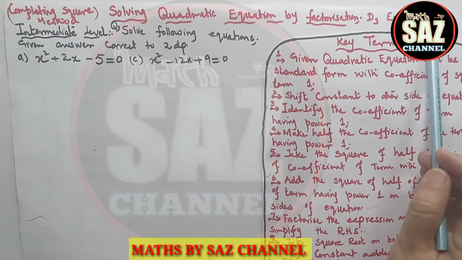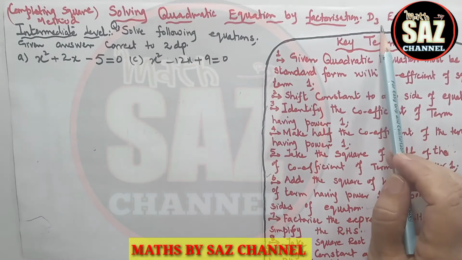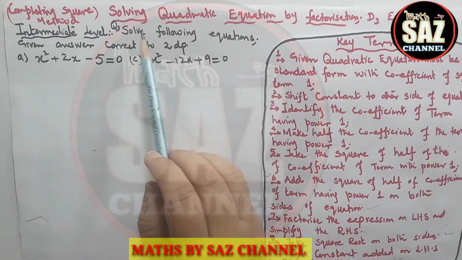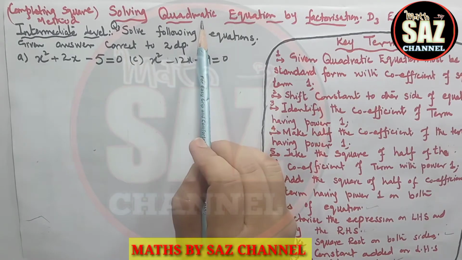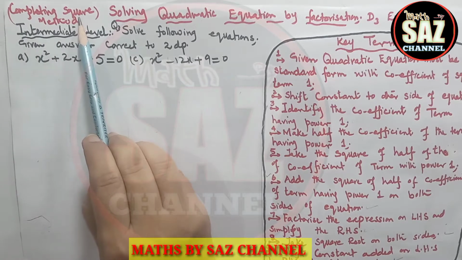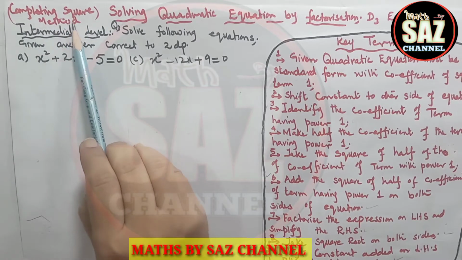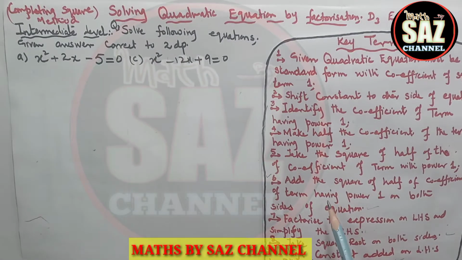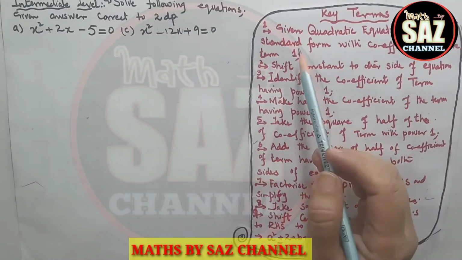This is my 12th lesson of D3 chapter number 1, exercise 1A, about the solution of quadratic equations. In this lesson I'll teach you how to solve any quadratic equation by the completing the square method. Before going to the lesson, there are some key terms that we have to understand. Let's move to those key terms.